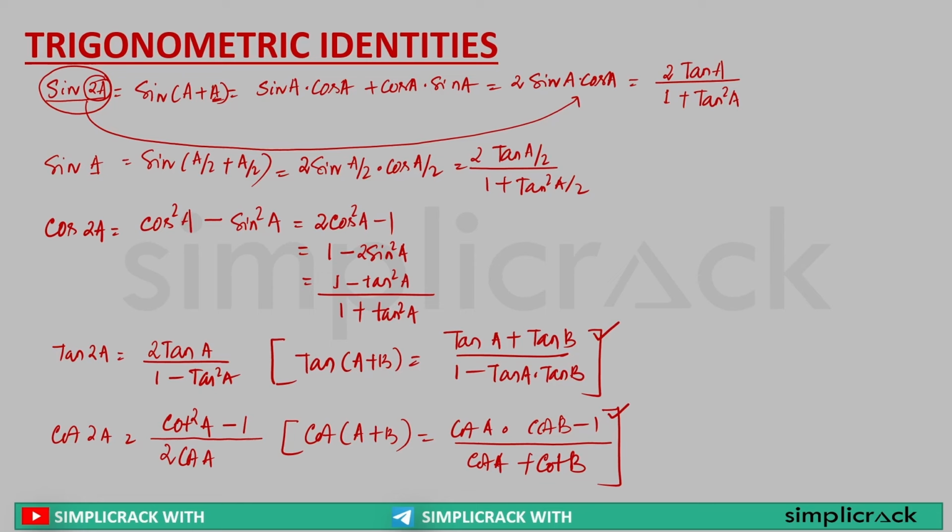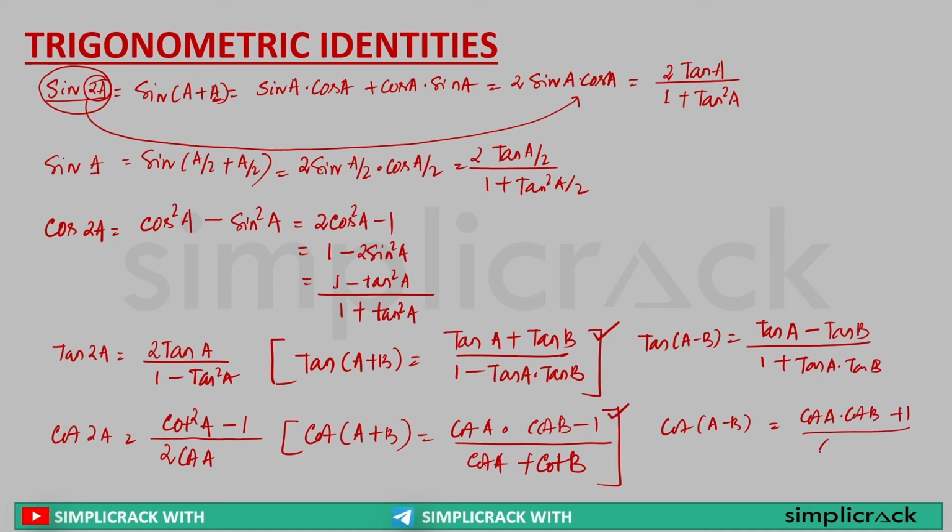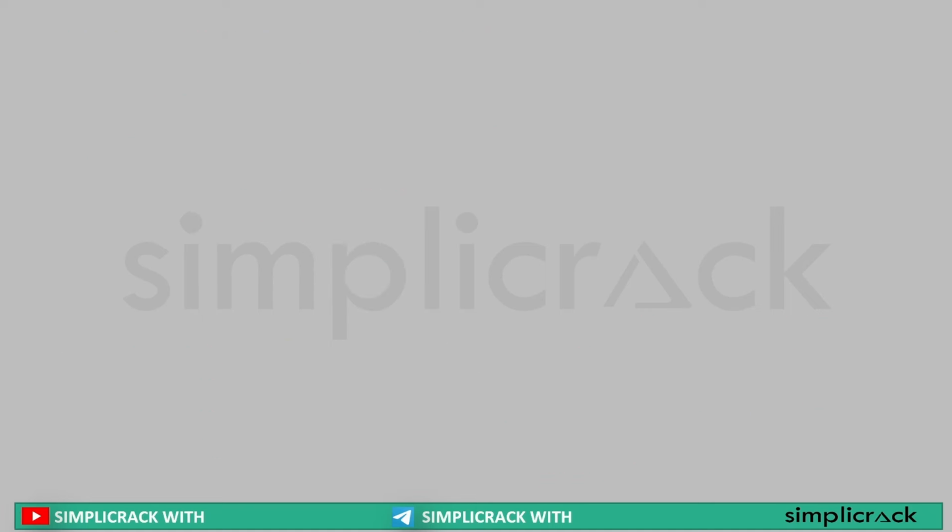Now you will ask, sir, what is tan A minus B, cot A minus B? Very simple. Tan A minus B is equal to tan A minus tan B divided by 1 plus tan A into tan B. What is cot A minus B? Sir, it is cot A into cot B plus 1 divided by cot A minus cot B. Clear? So these are the formulas you need to remember. That's why I told you in the beginning, this class will be a bit heavy on formulas. Okay? Sorted?